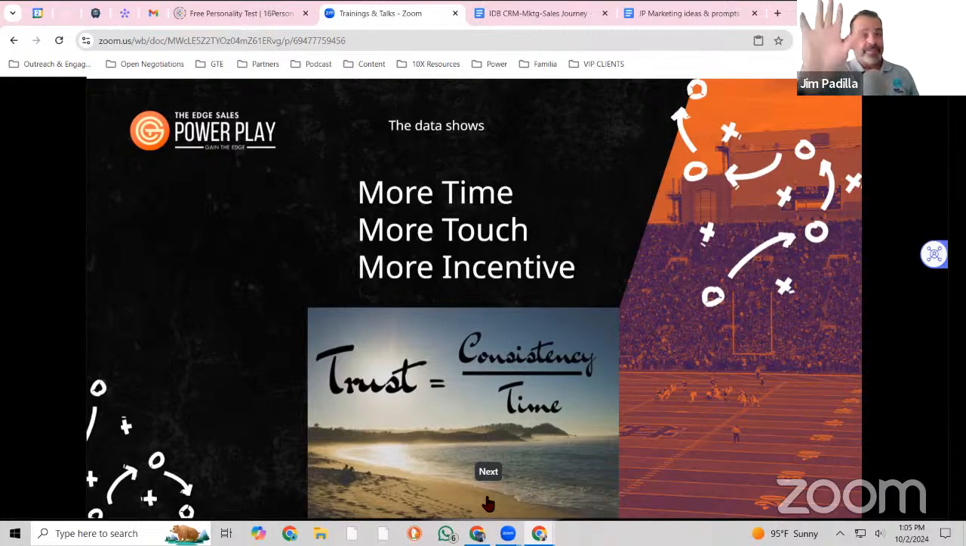Meaning if it used to take 5 touches, now it takes 10. If it used to take 10, it's now taking 15. There are formulas, right? 7-11-4: 7 touches, over 11 hours, across 4 different platforms. There's a lot of different ways you can get in front of people. You have to be varied.